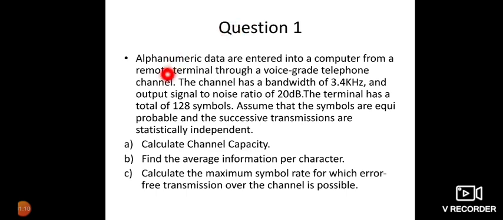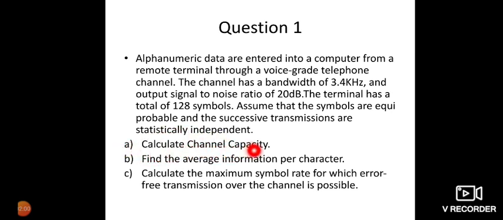The first question: alphanumeric data are entered into a computer from a remote terminal through a voice grade telephone channel. The channel has a bandwidth of 3.4 kilohertz, so B equal to 3.4 kilohertz. Output signal to noise ratio is 20 dB, so S by N equal to 20 dB. But you have to remember one thing here: it is given in dB, while actually it should be in watts. So we need some conversion in order to apply this S by N to the formula. I will explain that. The terminal has a total of 128 symbols. Assume that symbols are equiprobable and successive transmissions are statistically independent.